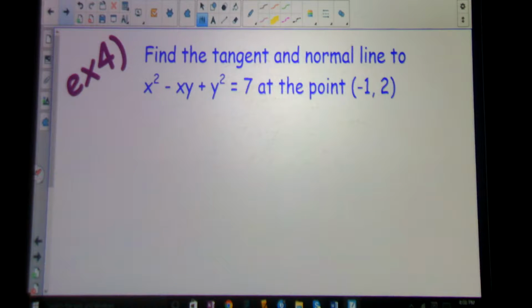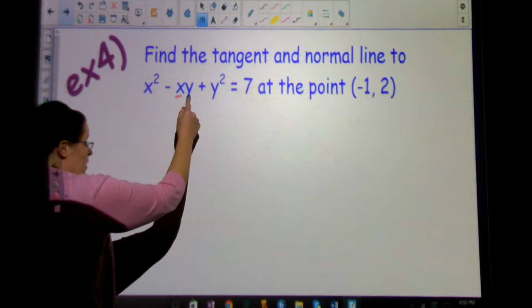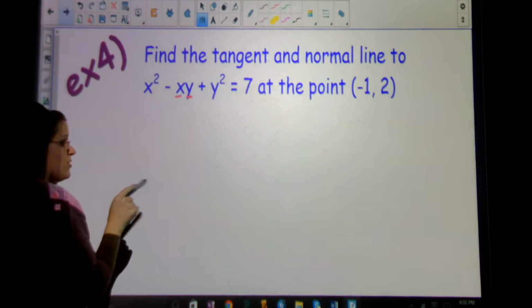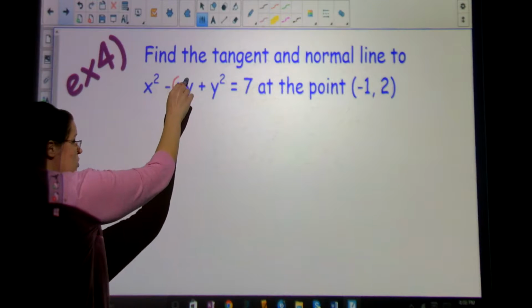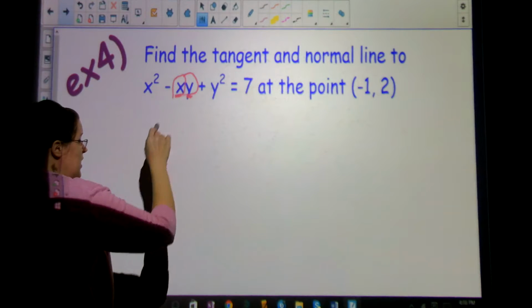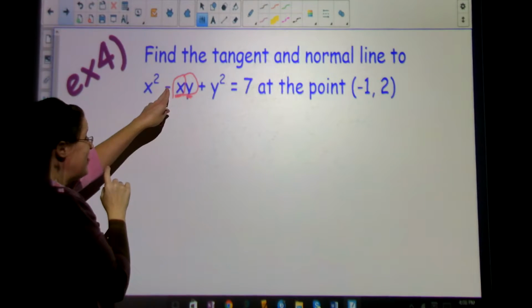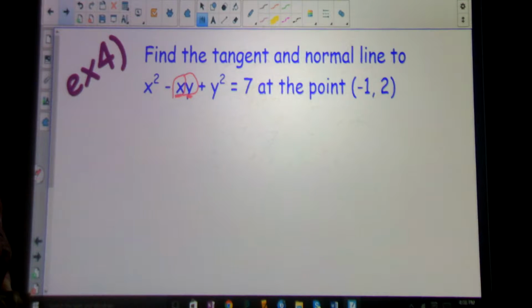Okay, this one people mess up on a lot, but it's a pretty standard one. Find the tangent and normal line at the point (-1, 2). And here's why people mess up. Right here: variable times variable. We have to use the product rule. When you do that, do the product rule and then distribute your negative. That's where a lot of people mess up too. They don't distribute that negative.